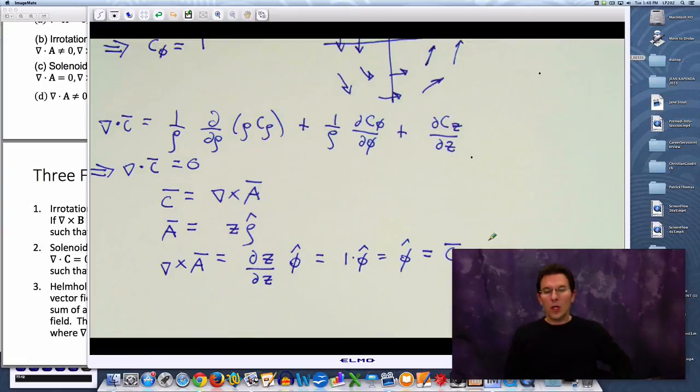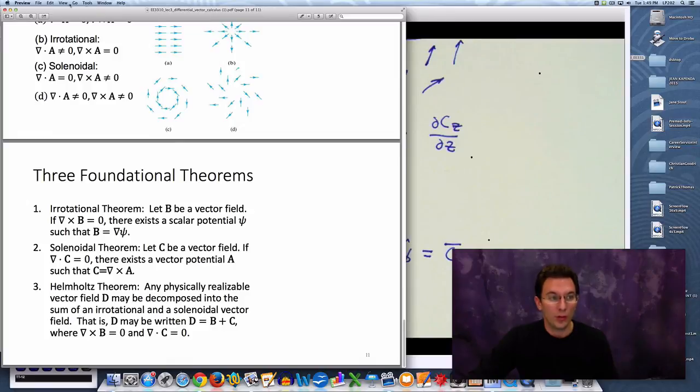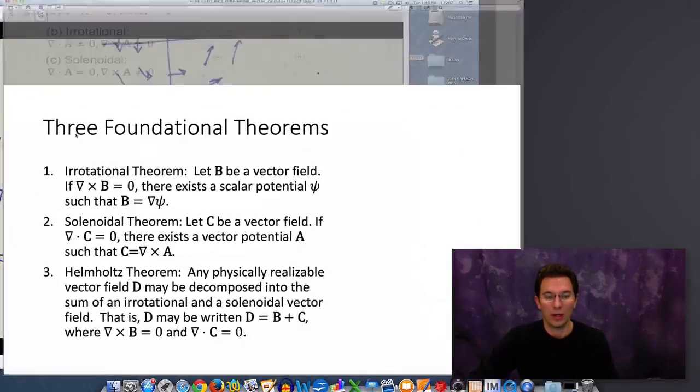Okay? So, long story short here, these two theorems, the irrotational theorem and the solenoidal theorem, are really powerful because they allow us to simplify some things. If the curl is equal to 0, then we can find a scalar such that the original vector is equal to the gradient of that scalar. If the divergence is equal to 0, we can find a vector, in this case A, such that the original vector is equal to the curl of that vector. Okay. There are situations where that's really a useful property. It's something that you'll need to understand.